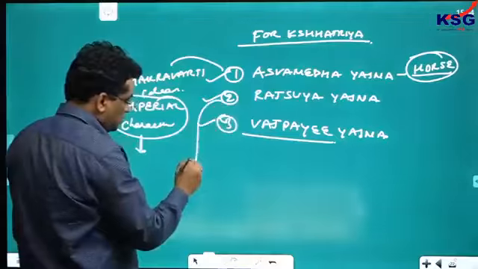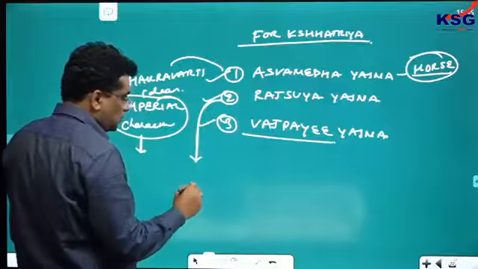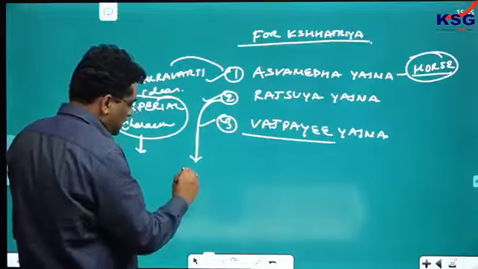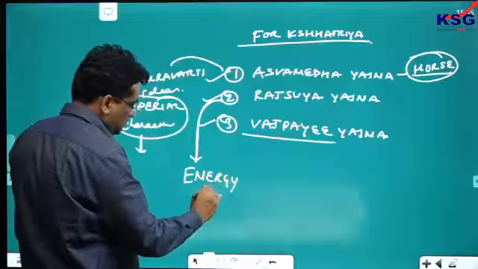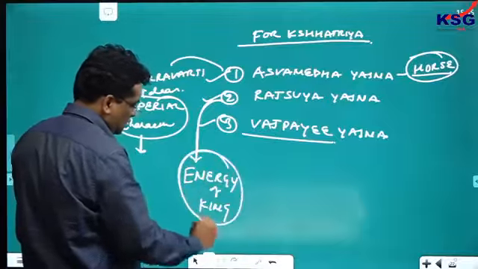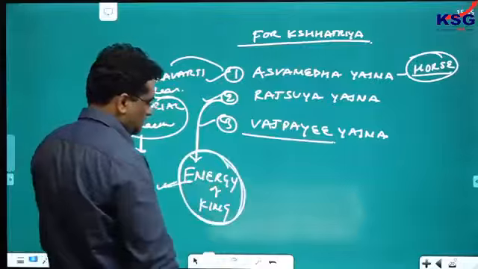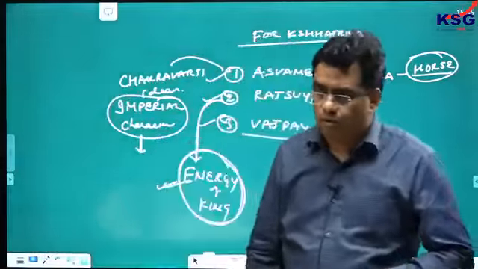Rajasuya Yajna is a yajna to bestow energy on the king. The old king will become young because of the Rajasuya Yajna.